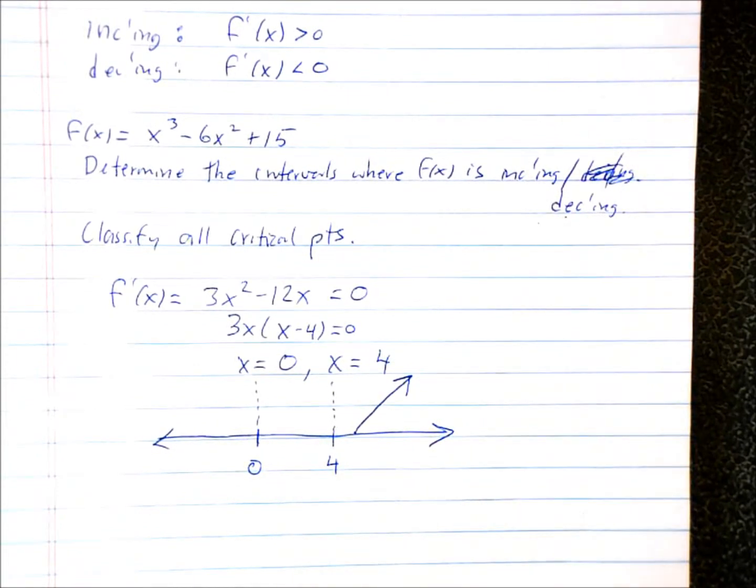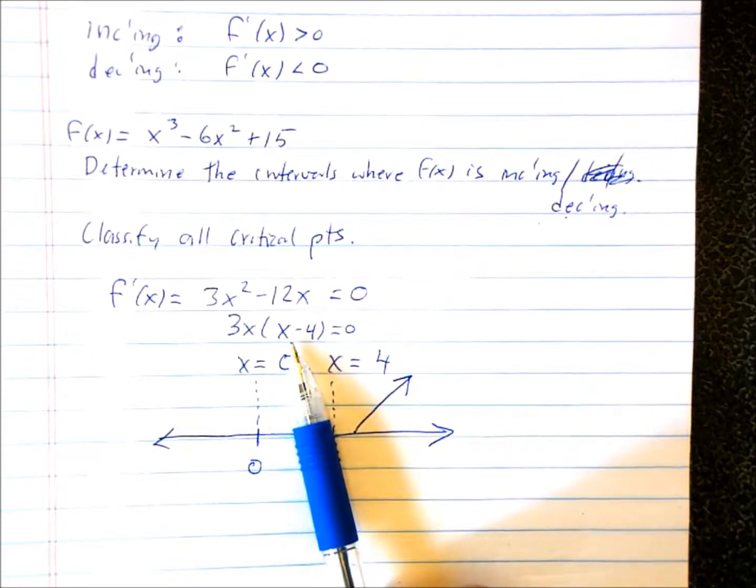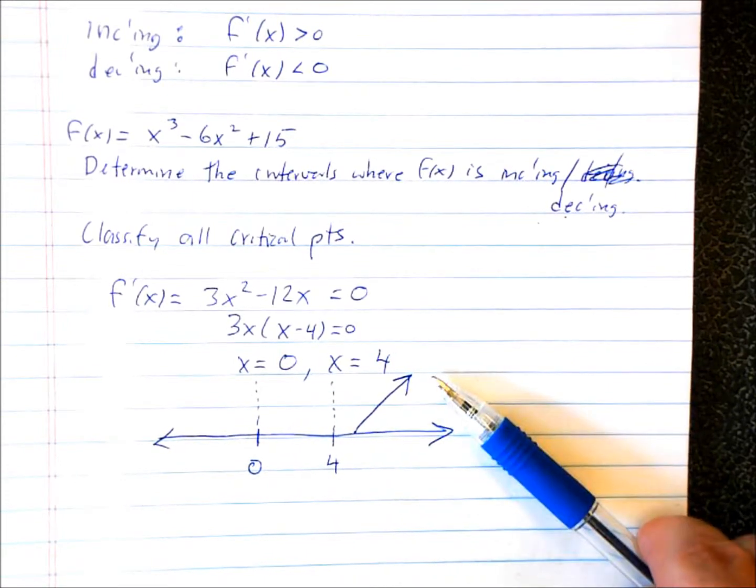So I draw an arrow like that to indicate increasing. My derivative was positive. Just for fun, let's plug in 5, because that one I can do in my head. 3 times 5 is 15. 15 times 1 is 15. Still a positive number. My function is still going to be increasing.